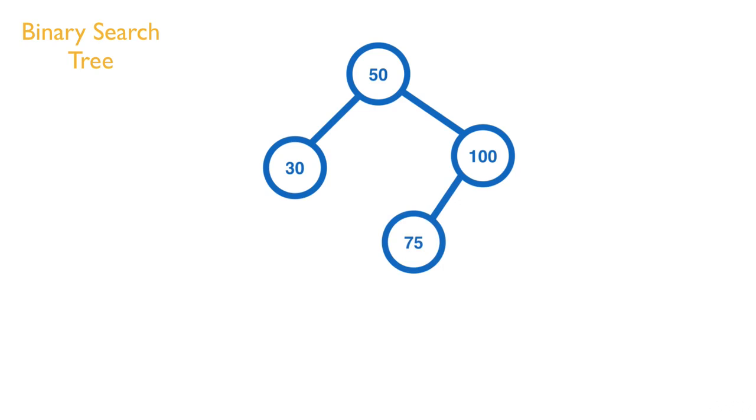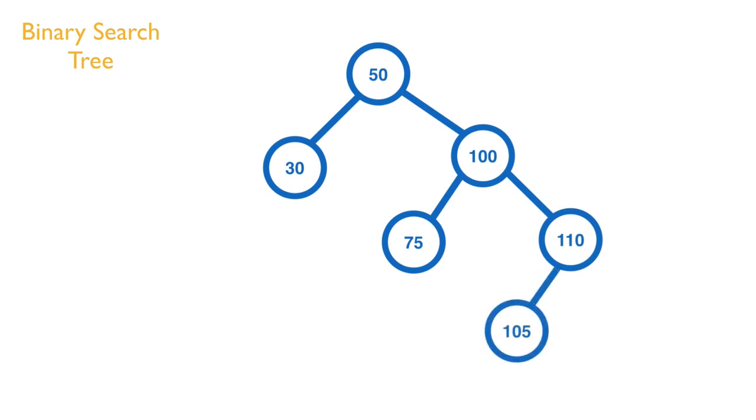And we could continue. If we wanted to insert 110, it would go here. If we insert 105, it will go here, and so on. Each left node is less than or equal to its parent node, and each right node is greater than its parent node.